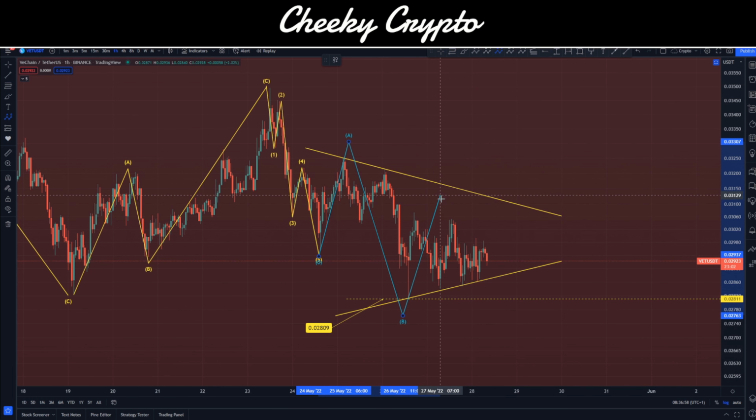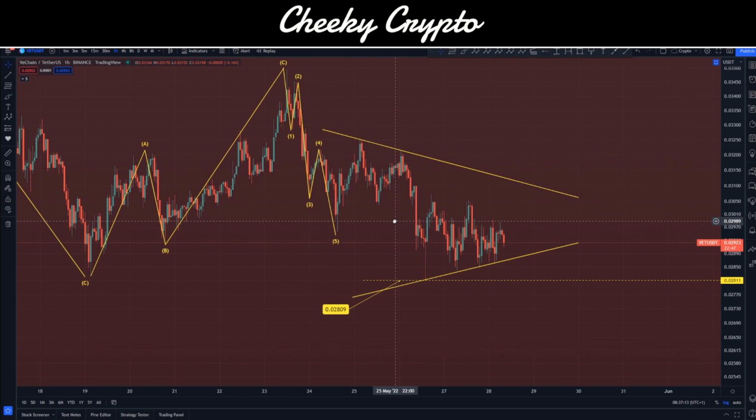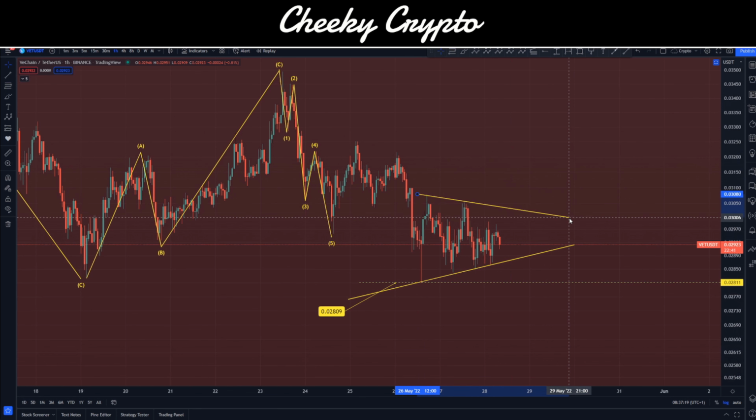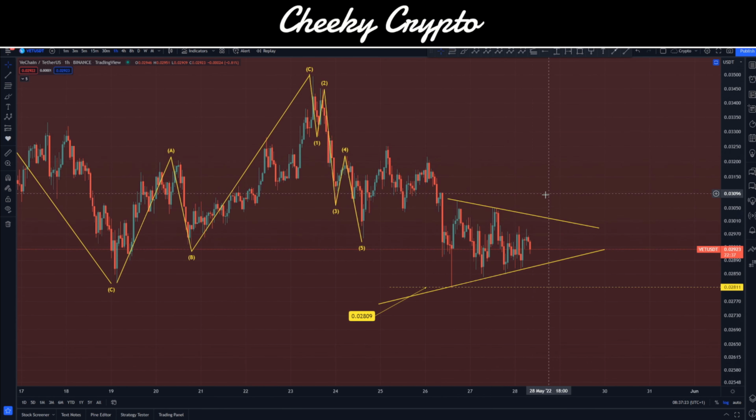Maybe that's not quite finished yet, but maybe I'll go with something like this, D, waiting for E. It's very, very messy. Alternatively, we've got some kind of ending diagonal, in which case you could have the cross, and if that is the case, then we could, of course, have this down here into this kind of tight wedge before we get the 5th wave drop down.